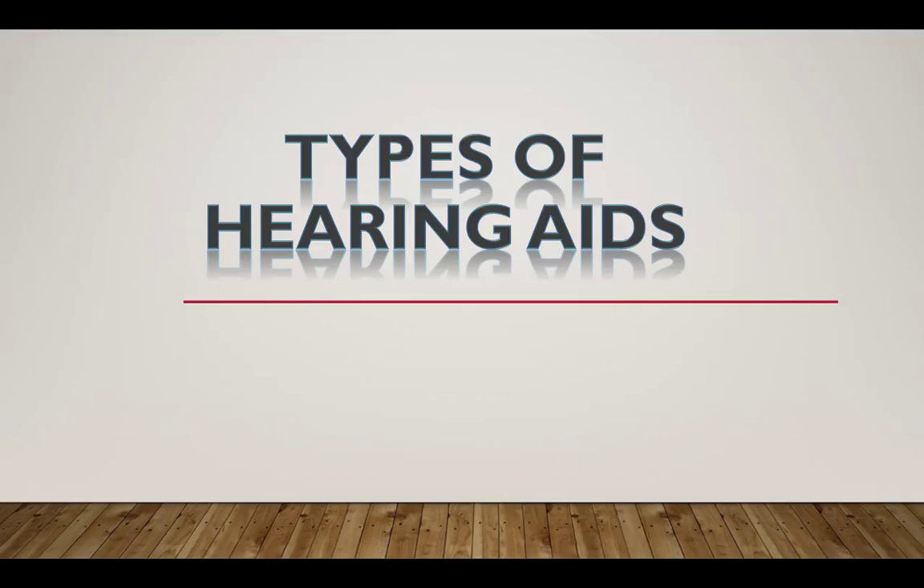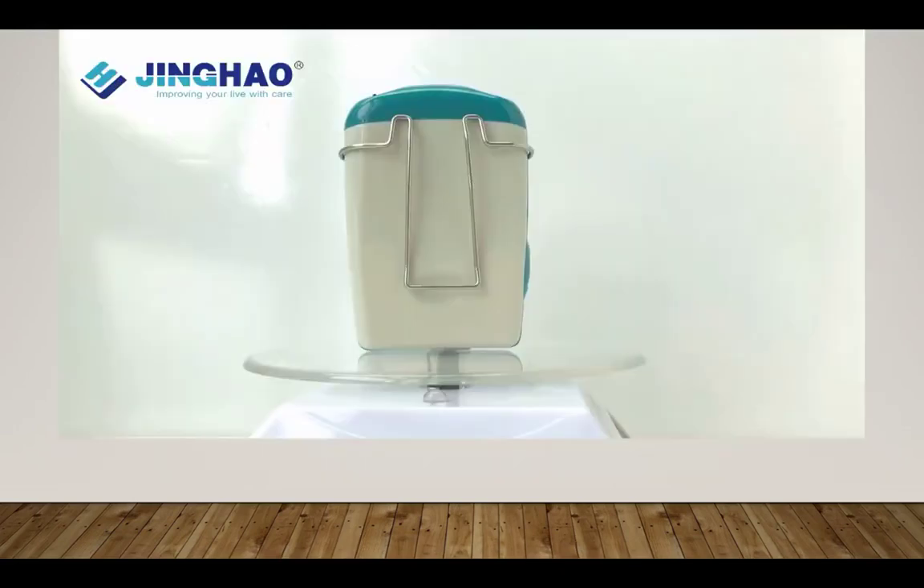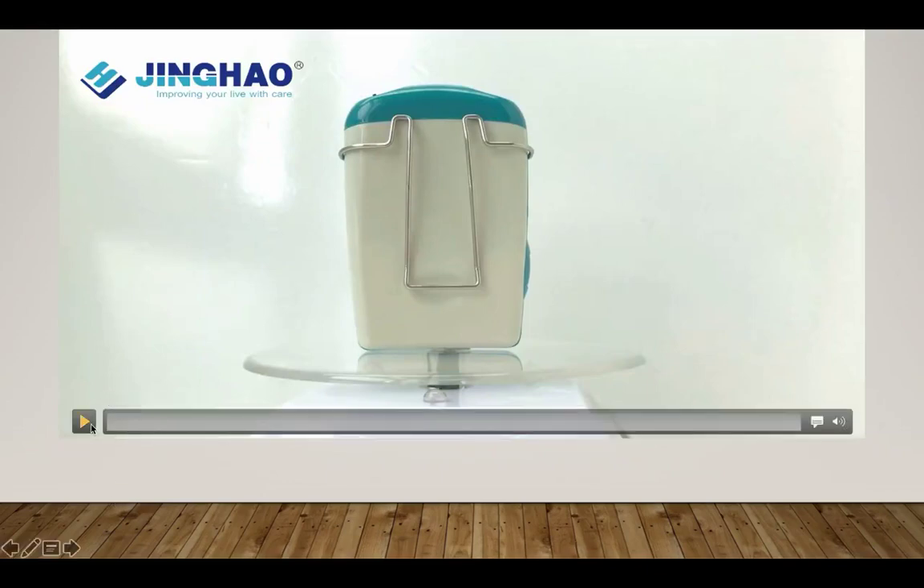So what are the types of hearing aids? The first type of hearing aid is the pocket body-worn model. It is worn in a pocket at chest level, and a cord transmits the electrical output to a receiver, which converts the signal into sound. The pocket type is nowadays obsolete, and this video shows how the pocket type hearing aid is.